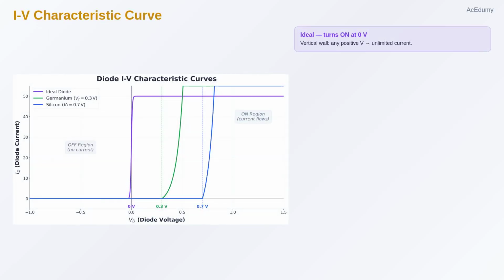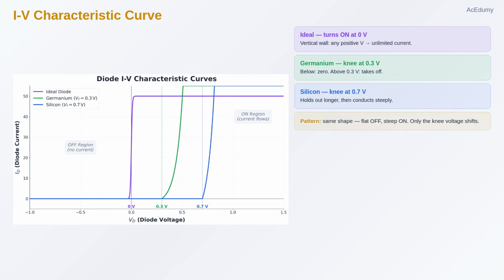Now let us bring all three models together on a single graph. This is the IV characteristic curve. The horizontal axis shows the voltage across the diode, VD. The vertical axis shows the current through it, ID. Let us start with the ideal diode, shown in purple. For any negative voltage, the current is zero, flat line along the axis. The moment the voltage crosses zero, boom, the current shoots straight up. Any positive voltage means unlimited current. It is like a wall at 0 volts.